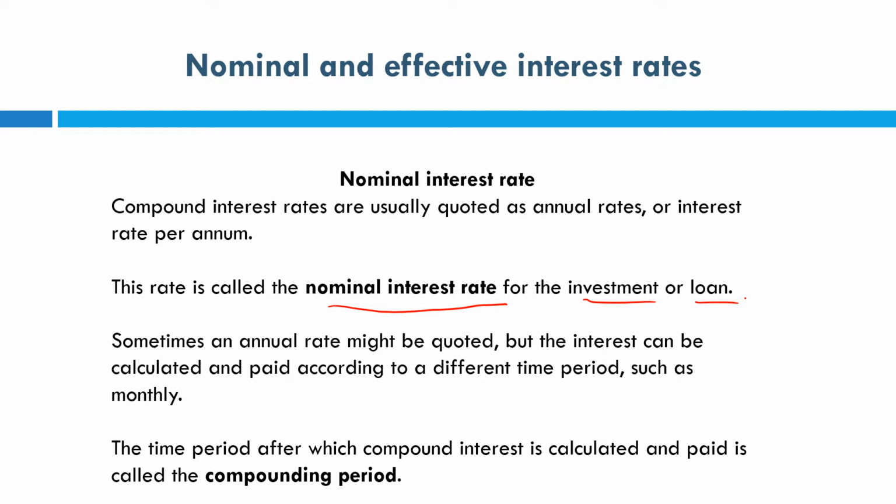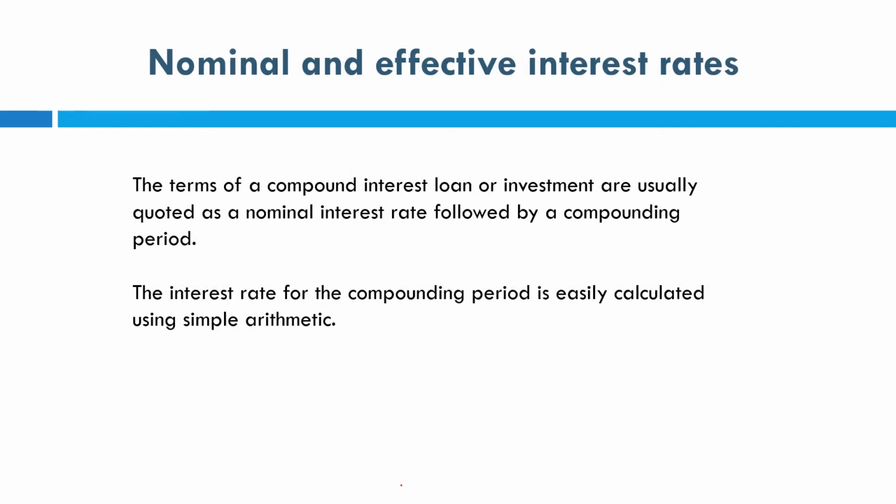Sometimes that annual rate may be what's presented and quoted, but the actual interest can be calculated and paid according to a different time period, such as monthly. The time period after which compound interest is calculated and paid is referred to as the compounding period. So what does that mean? The terms of the compound interest loan or investment are usually quoted as a nominal interest rate followed by a compounding period. So we're normally told the annual rate of interest, and then we're told in the same question what the compounding period is going to be.